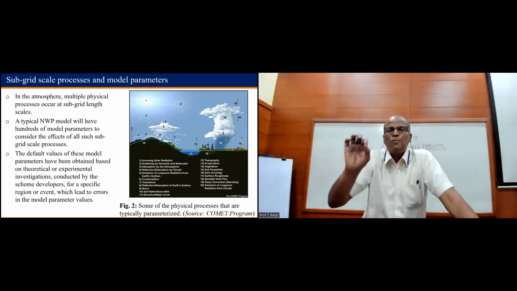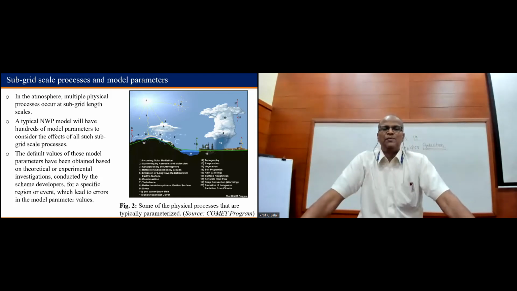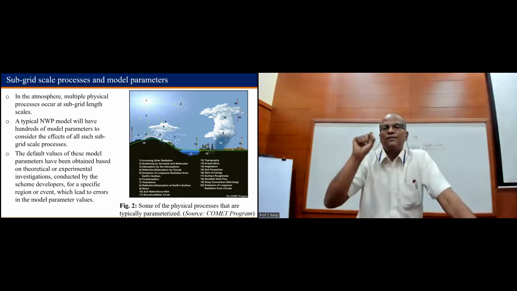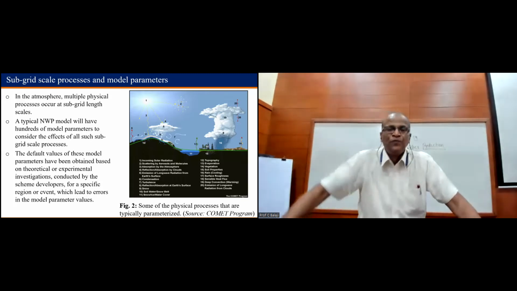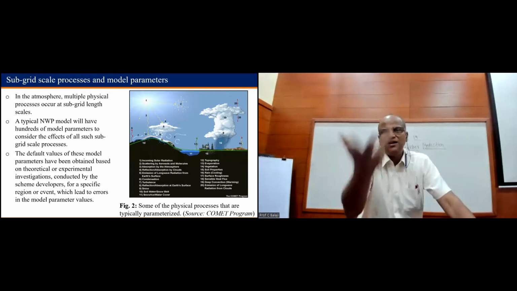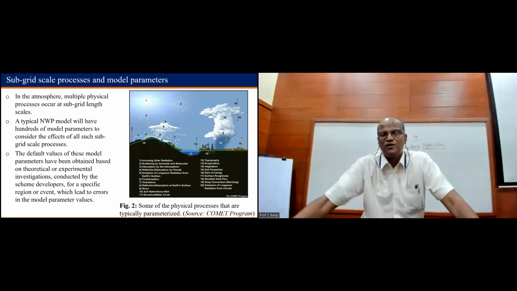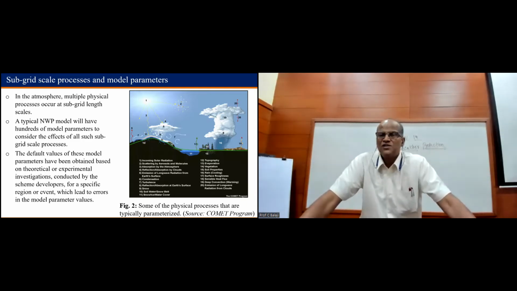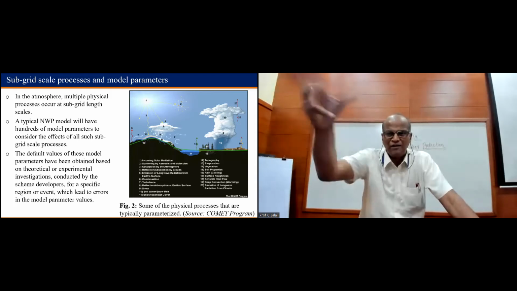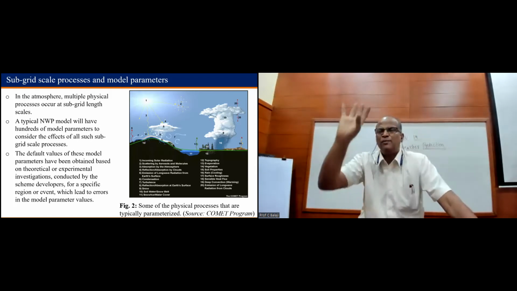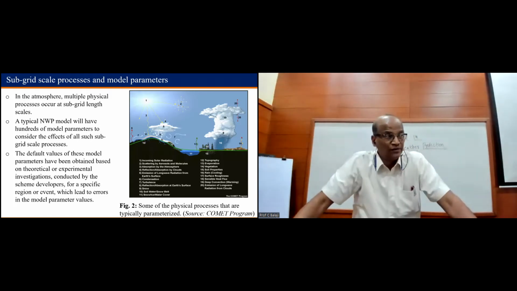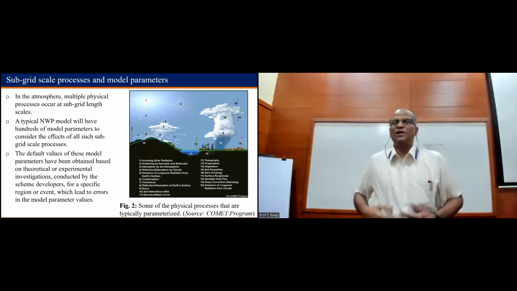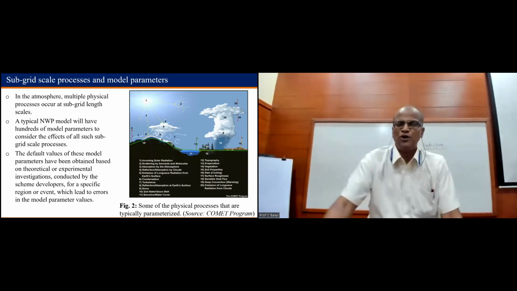These have been obtained based on theoretical and or experimental investigations conducted by those modelers who are collectively called scheme developers. Just like we have taken an ensemble of events, they have taken a specific event or a series of events, and then based on that, they would have written a paper that if you put this value of parameter, it is very good. But can it be used on all occasions? Is it like a holy cow that cannot be touched? That is open to question.